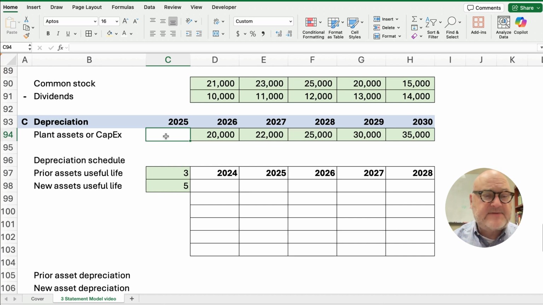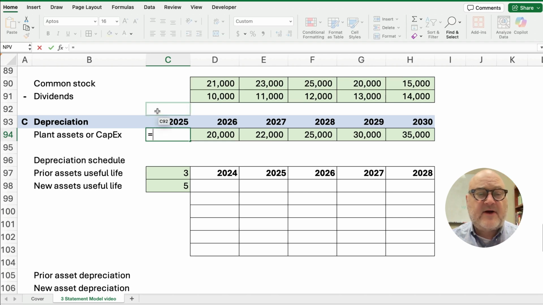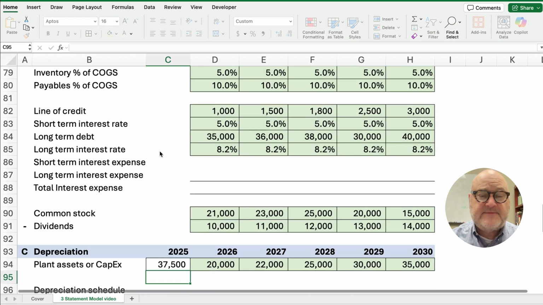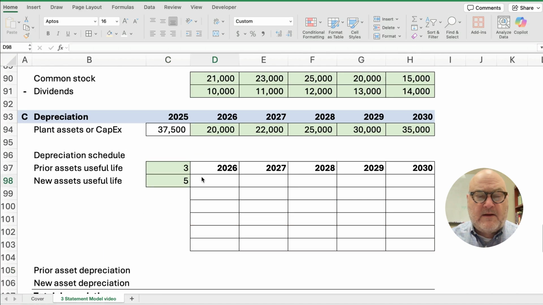Capex stands for capital expenditures. These are long-term assets, so capital assets, and they're also called plant assets or fixed assets. We already have a number there. We pointed to it on our balance sheet. We're going to grab the property, plant, and equipment of $37,500. So our current plant assets is $37,500.